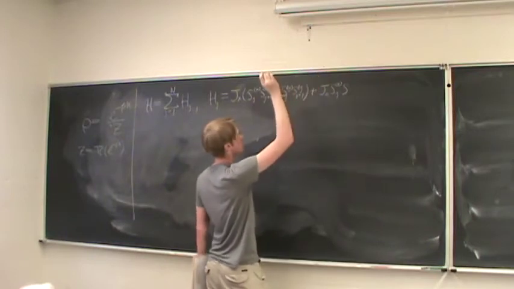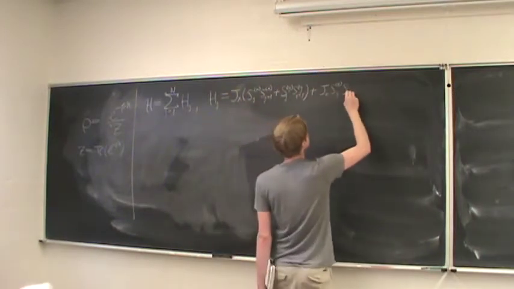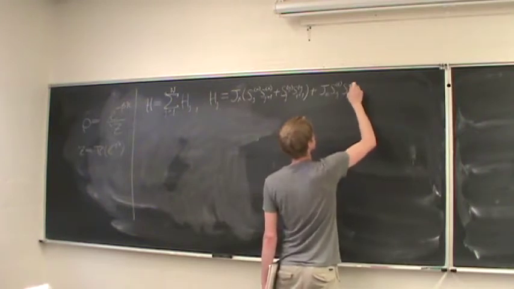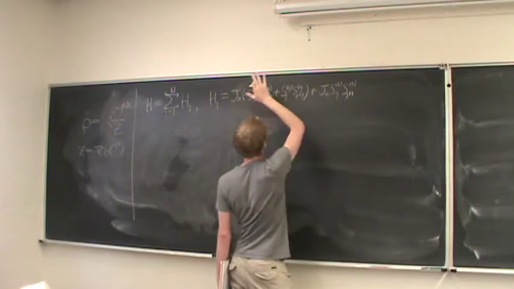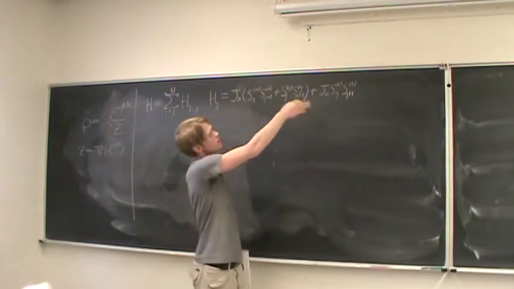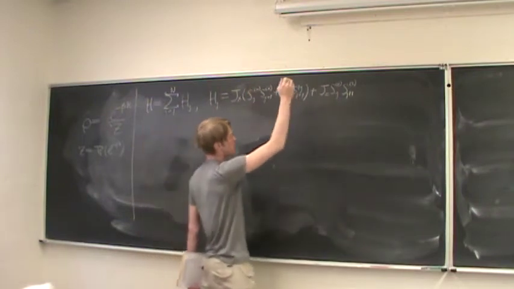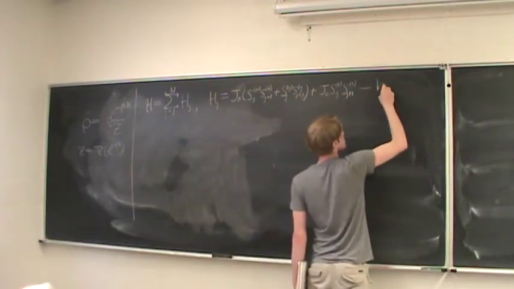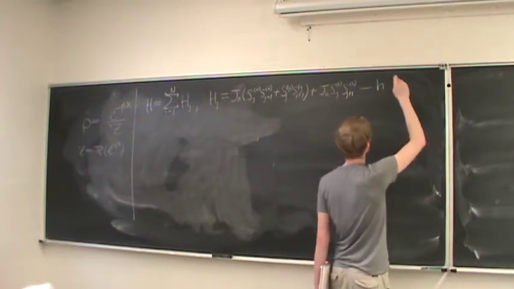They call it the XXZ model. Basically, there are nearest neighbor interactions in the S, all the spin operators. They have the same strength for the spin X operators and spin Y operators. And this H is not Planck's constant, it's just the strength of the magnetic field.